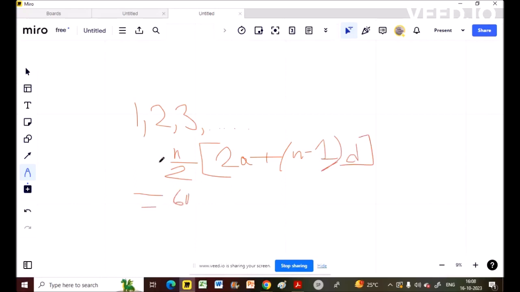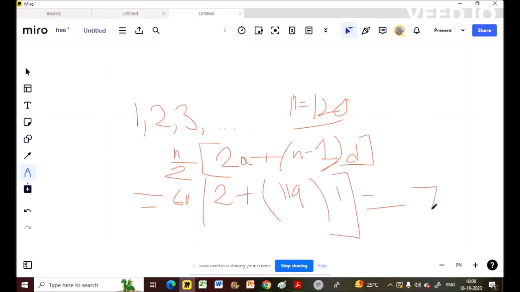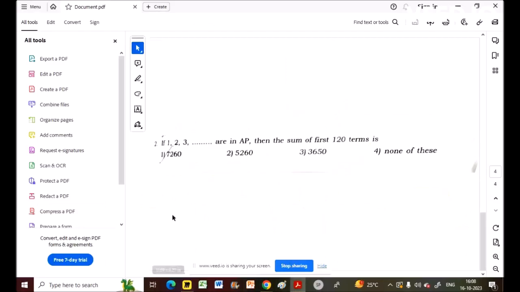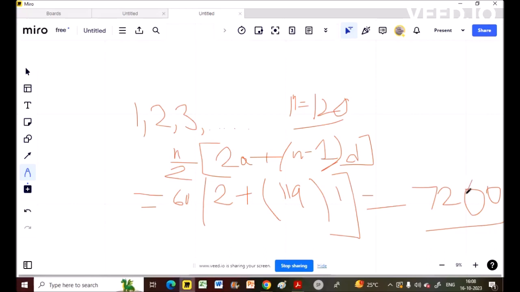60. I'm writing 60 here. n is equal to 120 itself. So 120 by 2 is 60. A is 1, so 2 into 1 is 2 itself. n minus 1, which is 119, into 1. So it's 120 into 60, which is equal to 7200. So, sorry, 7260. So that's the answer.